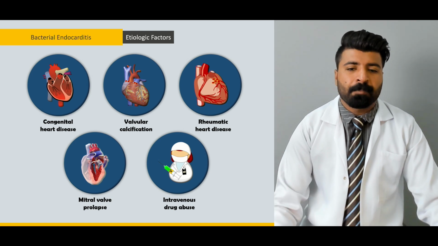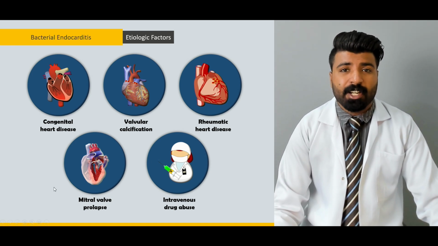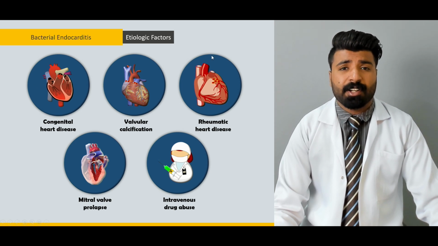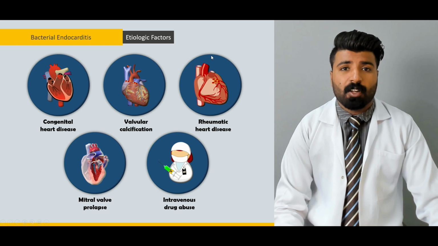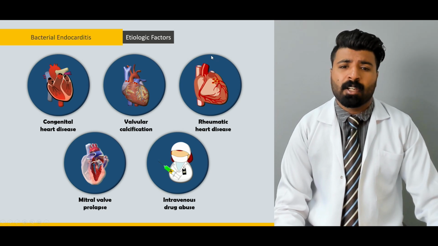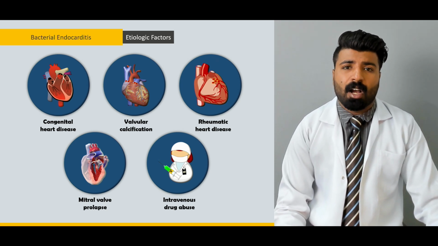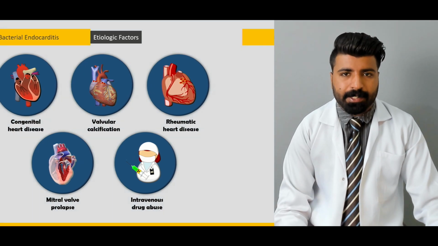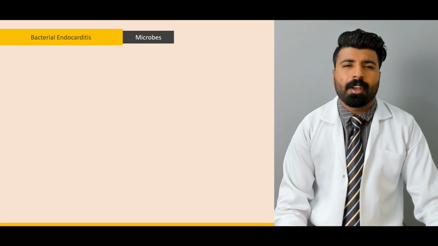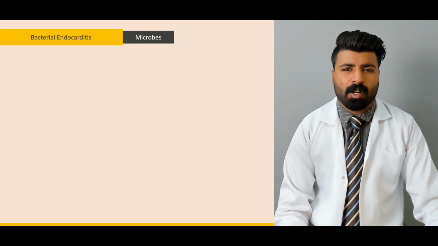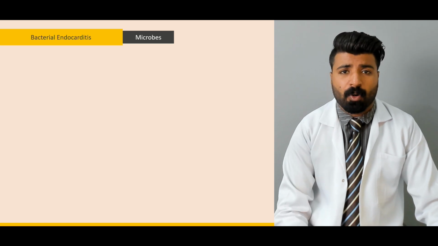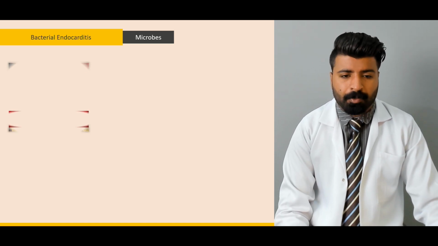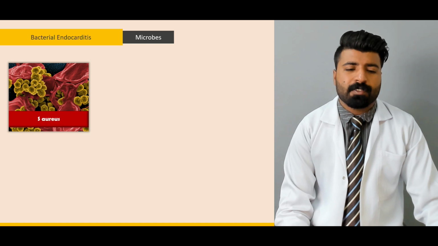We talked about the etiological factors which are not cardiac in nature, and then we talked about the etiological factors which are cardiac in nature. So all of these 9 to 10 etiological factors combined are the basic reason why we develop bacterial endocarditis. Now, which microbes are the basic organisms which lead to bacterial endocarditis, regarding bacteria only? First of all, we have Staphylococcus aureus.